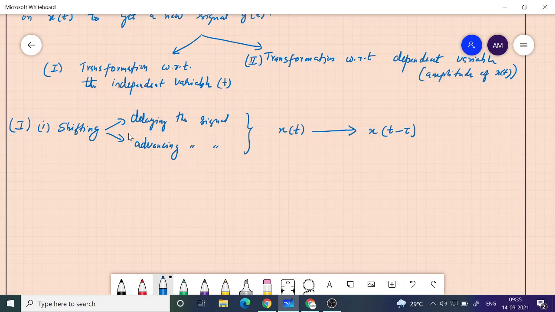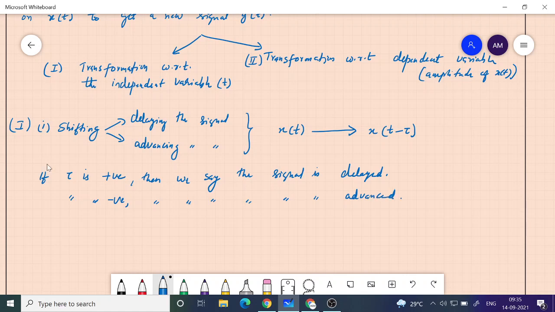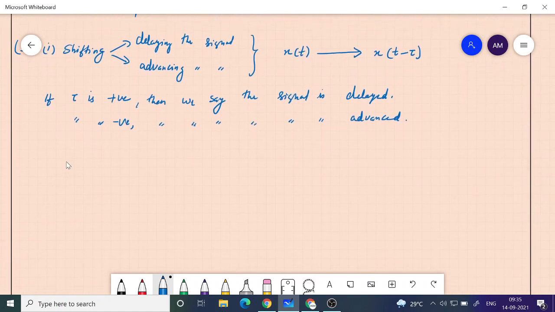Okay, so if tau is positive, then we say the signal is delayed. On the other hand, if tau is negative, then we say the signal is advanced. Now, to see this very clearly, we can take an example.